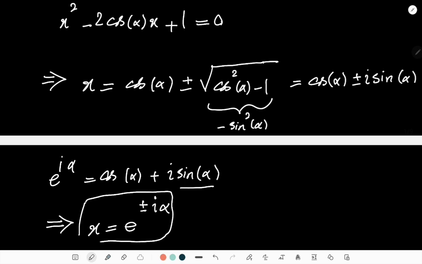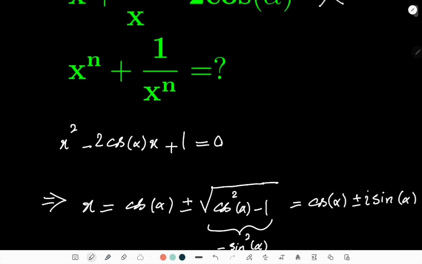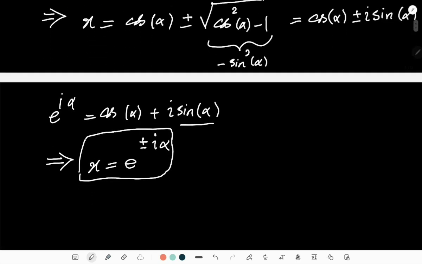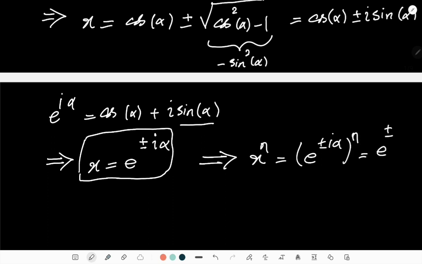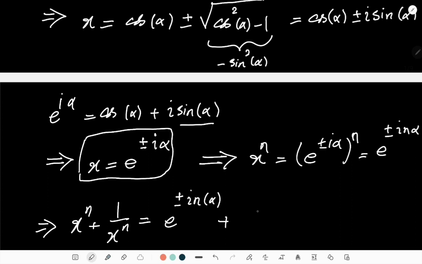So if x is that, then what is x to the power of n plus 1 over x to the power of n? That's very easy to calculate. x to the power of n here is basically this to the power of n, and that is nothing but e to the power of plus minus i n alpha. So as a result, I get x to the power of n plus 1 over x to the power of n equals e to the power of plus minus i n alpha plus 1 over e to the power of plus minus i n alpha.